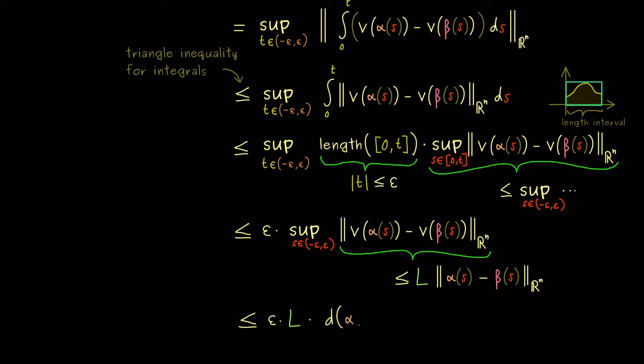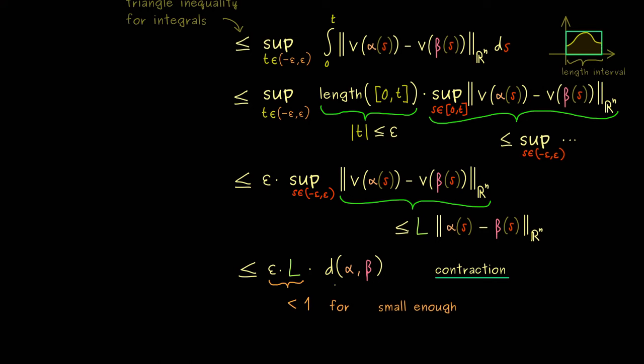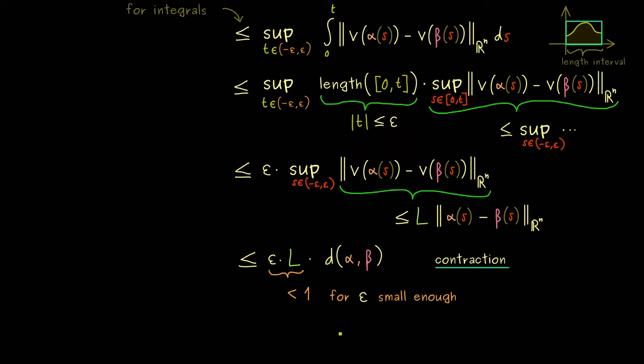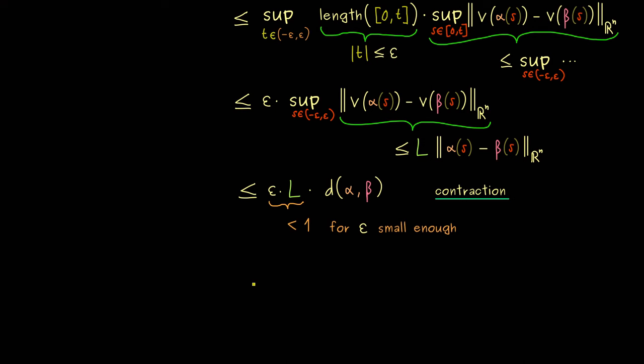And now you should know we have a contraction if the constant in front of this distance is less than 1. And now you should see this is always possible because we can choose epsilon small enough. And that's exactly the idea, just make epsilon smaller to push this constant below 1. Okay, very nice. With that, we have all the ingredients for the Banach fixed point theorem. And now we can apply it to our initial value problem. And indeed, this proves the existence of solutions, so everything we want, it proves the Picard-Lindelöf theorem.